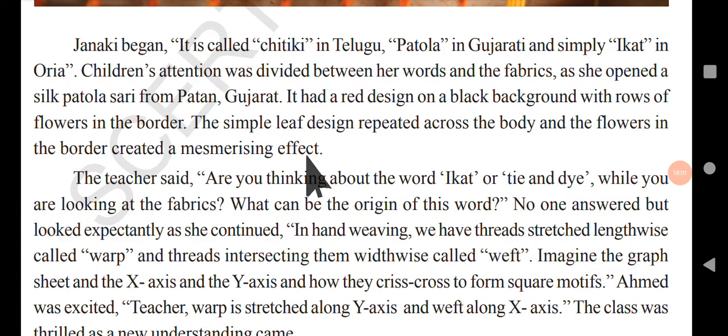This is a sari from Gujarat, Patan. That sari was completely on a black background with rows of flowers on the border, and it also had a red design in the shape of leaves. The border was very good, and the flowers on the border created a mesmerizing effect. The saree was so beautiful.